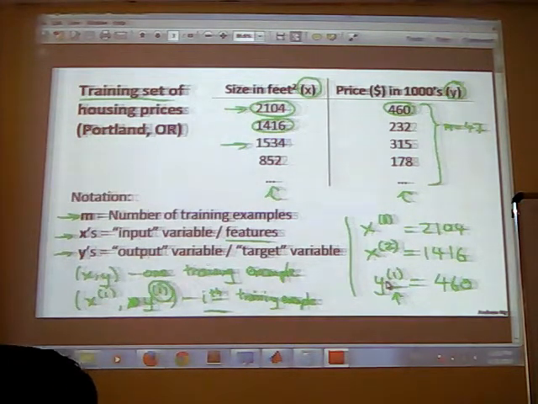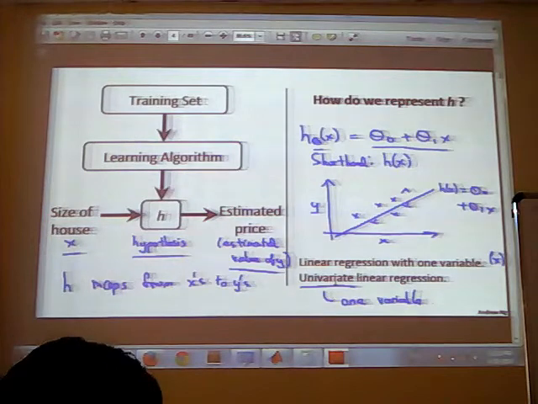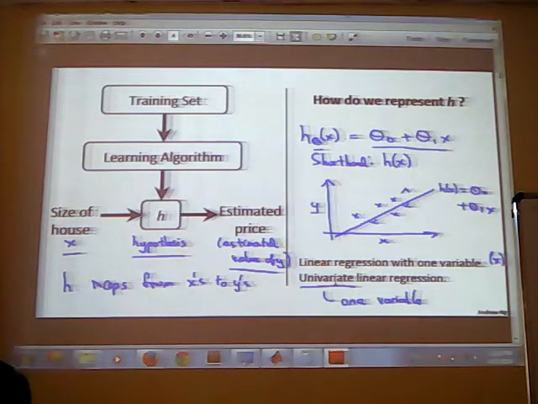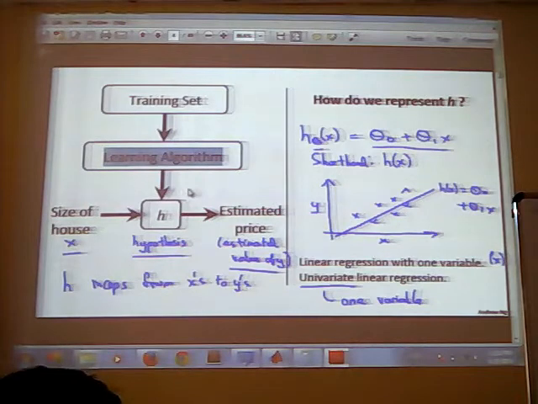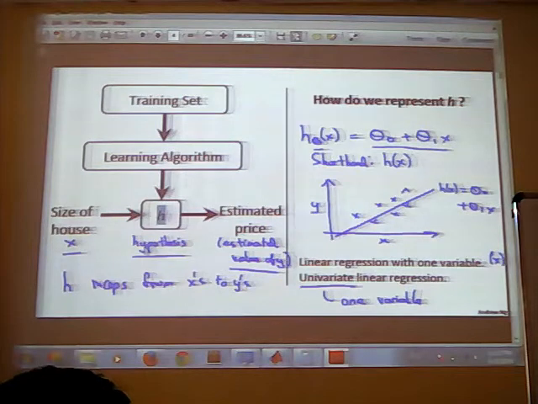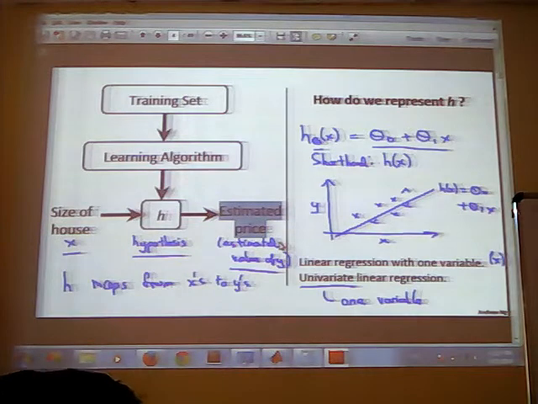In our data set, what we are going to do is we will have a training set, we will provide it to a learning algorithm, and we will get a hypothesis. This hypothesis is simply a function which takes an input variable, here the size of the house, and outputs the estimated price of the house. So h maps from x to y. h is a function that takes the value x as input and predicts y, that means the estimated price. So how do we represent h?